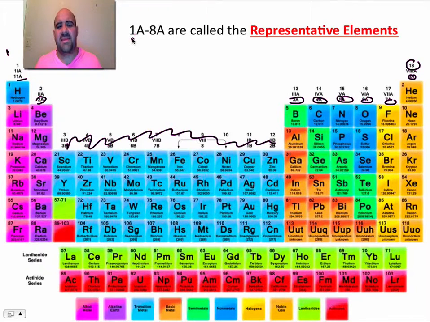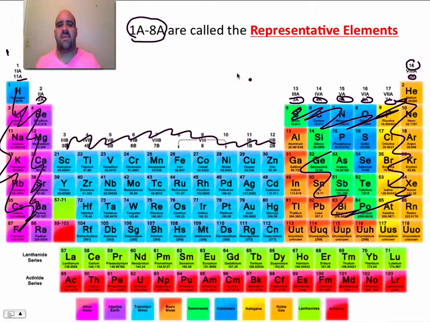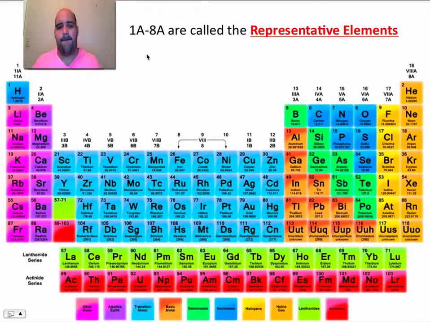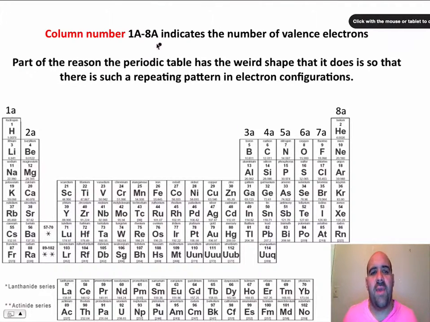And these elements in columns 1A through 8A are called the representative elements. So all of these, 1A and 2A, we skip all the stuff in the middle, 3A through 8A, these are all considered the representative elements, and they are sub-labeled columns 1A through 8A. And that's going to be important. Column number 1A through 8A is going to indicate the number of valence electrons.